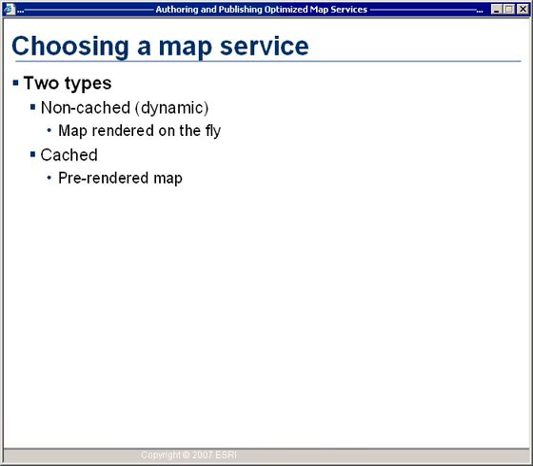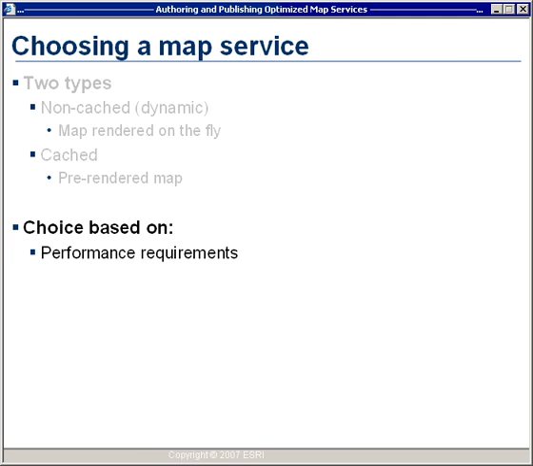There are two types of map services: non-cached, sometimes referred to as dynamic, and cached. In the case of a dynamic service, the required maps are generated on demand. For a cached service, the map has actually been pre-rendered and is retrieved.